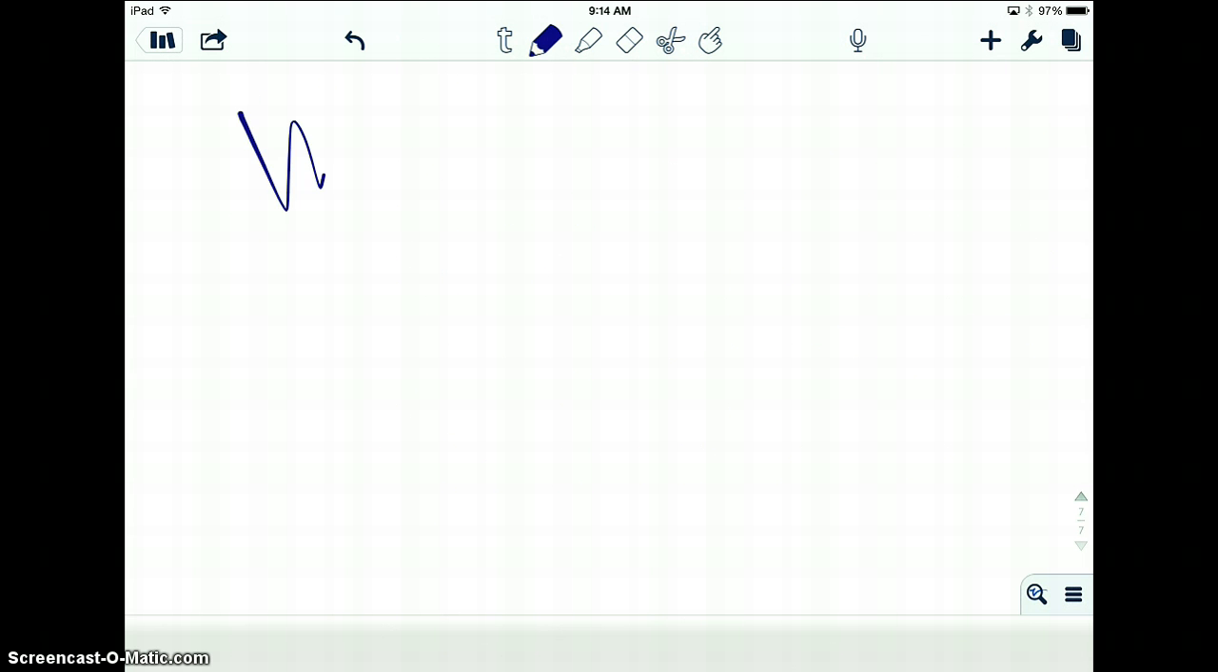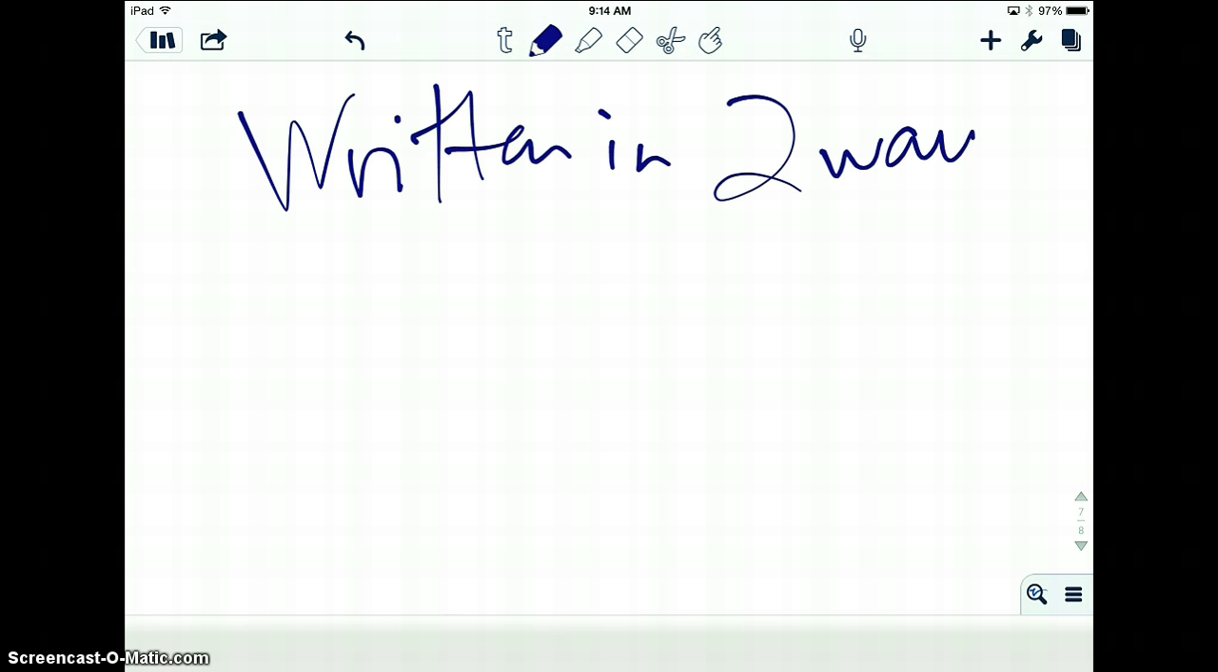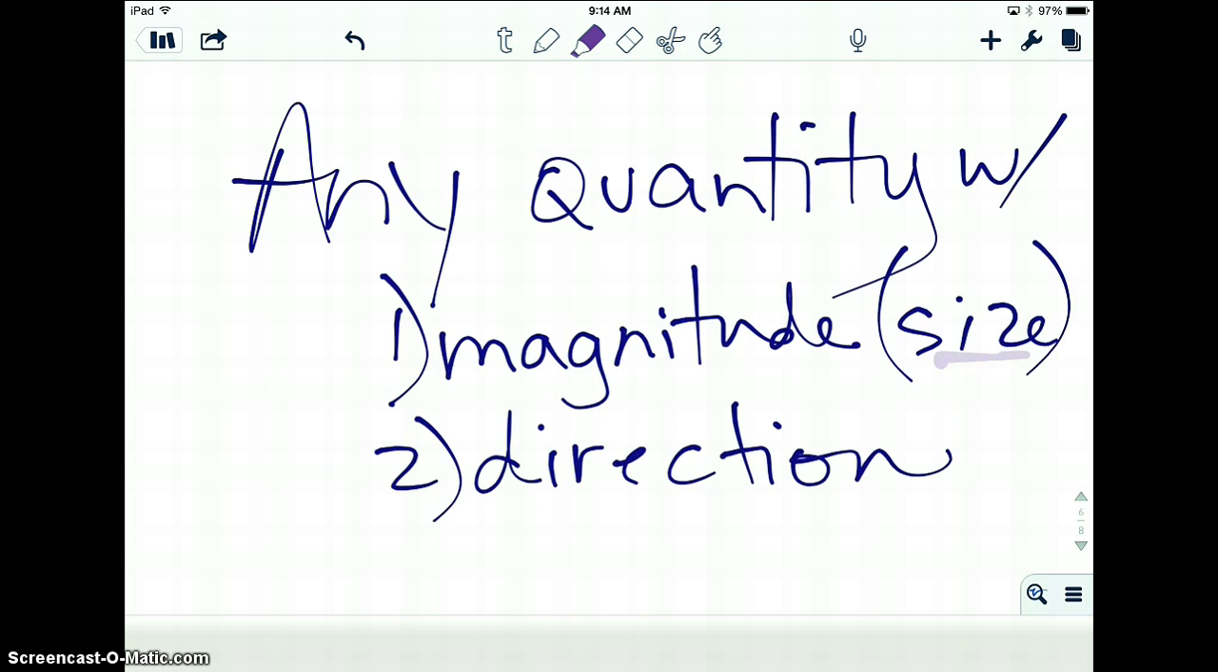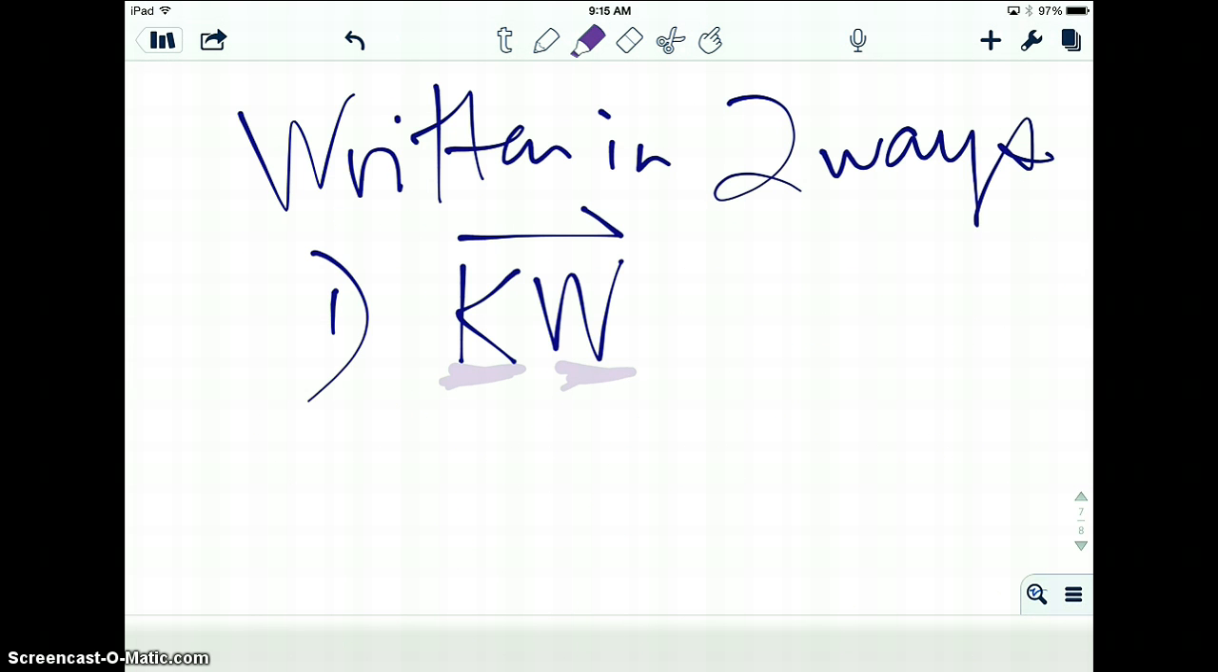Vectors can be written in two ways. You'll see them written one way, for example, like this, KW with a type of arrow above it, where K is the initial point and W is known as the terminal point. And the magnitude, the size, represents the distance from K to W.